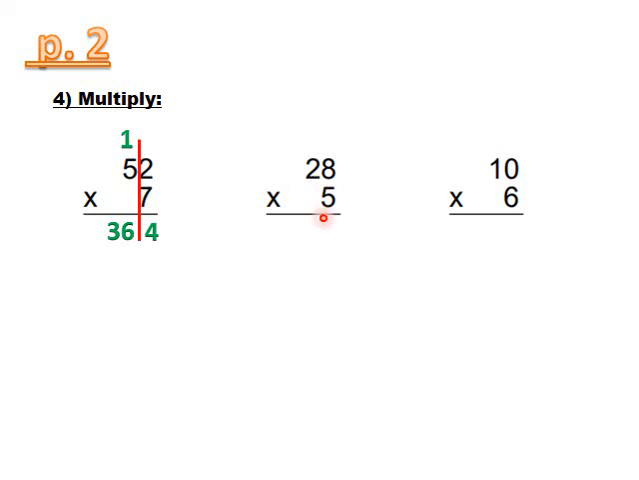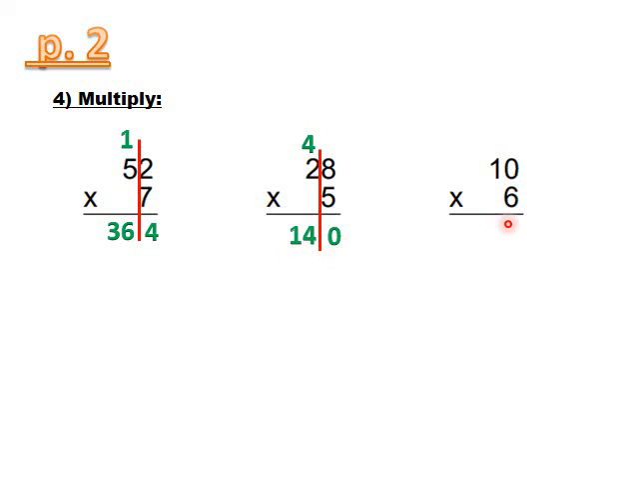Now 28 times 5. Build the wall. Start with the units. 8 times 5 is 40. Yes, I will put the 0 here and carry up the 4. And then 5 multiplied by 2, 10. Add the carry up. 10 plus 4 is 14. So the answer is 140.